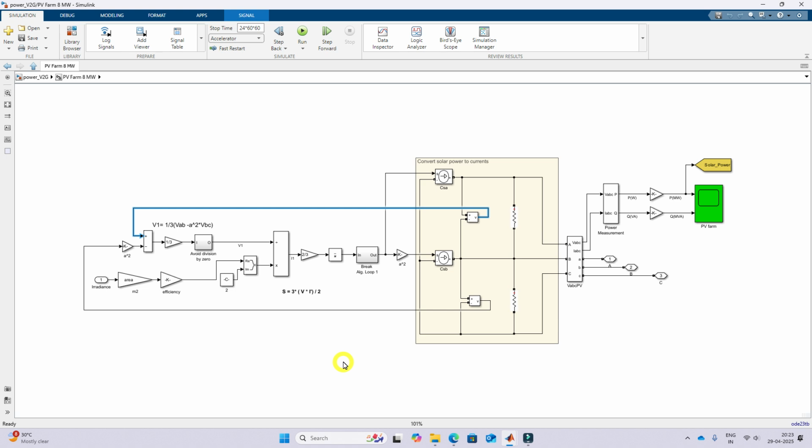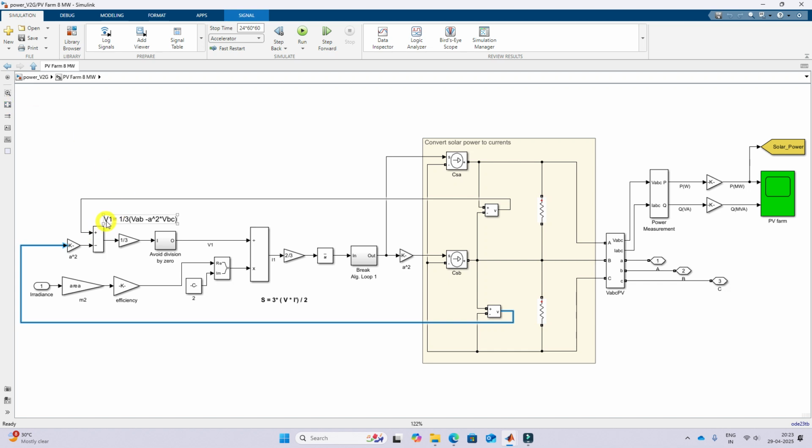Okay, so you have to measure the voltage across the two phases, and here we are also measuring the voltage across the two phases. The equation is given here, showing V1, which is 1 by 3 of VAB minus a square star VBC. So finally we get the voltage.